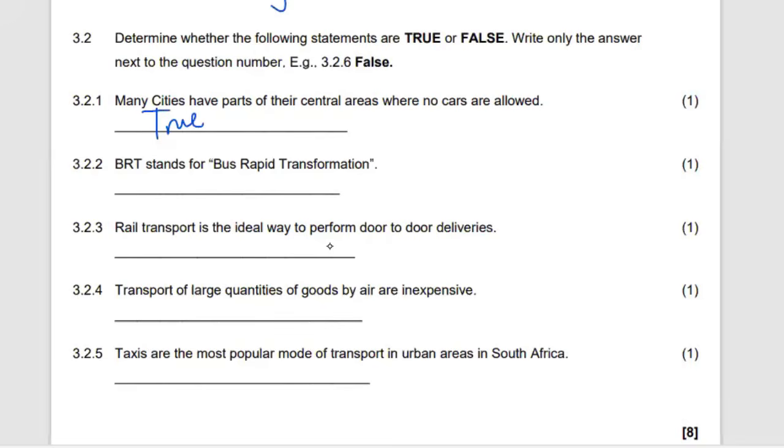As they try to avoid the problem of traffic congestion, they disallow private cars. People must use public buses to get into the CBD. The BRT stands for Bus Rapid Transformation. Is it for Bus Rapid Transformation? That is false.